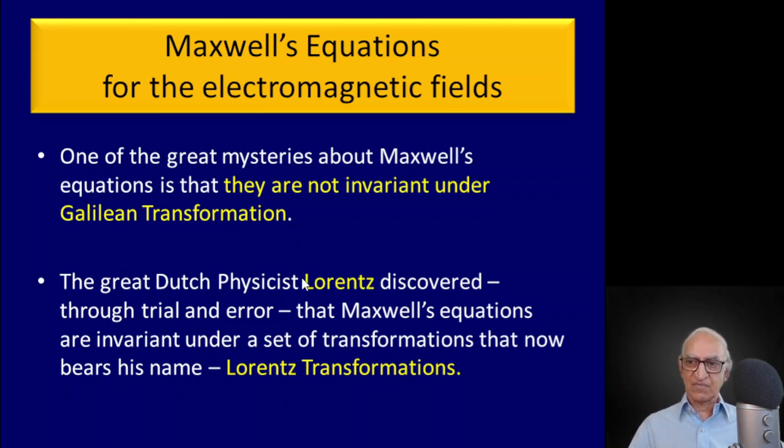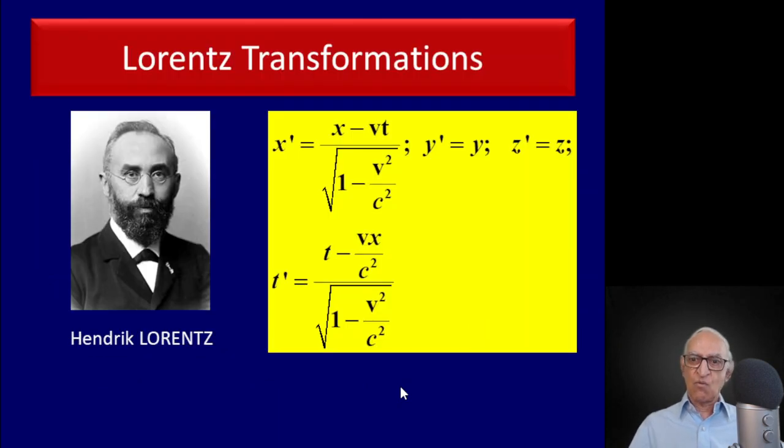And he did this by trial and error, and he found a remarkable set of transformations which now bears his name, Lorentz transformation. What Hendrik Lorentz discovered was that if x and t were related to x prime and t prime, not according to Galilean transformation, but according to this law, namely x prime is equal to x minus vt divided by square root of 1 minus v squared by c squared, t prime is equal to t minus vx by c squared divided by square root of 1 minus v squared by c squared, y prime remains equal to y, z prime remains equal to z, because the two frames are moving along the x direction relative to one another, then he found that Maxwell's equations remained invariant under this set of transformations.